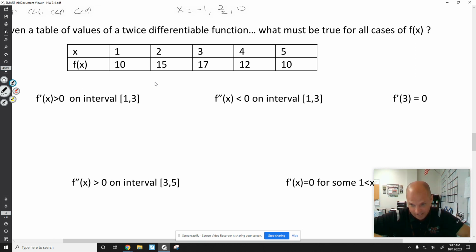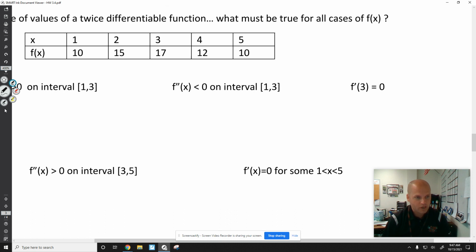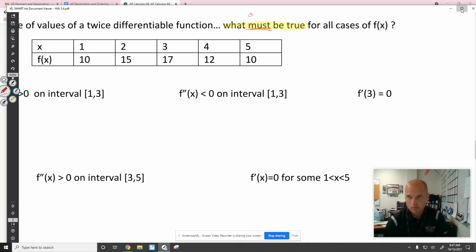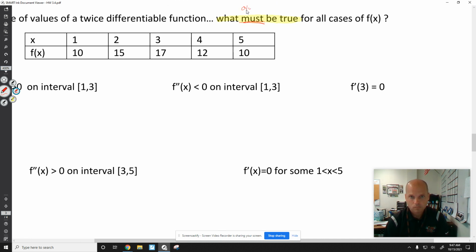Pay attention to this guy. Okay, this is what everybody freaks out on this question. The question is, what must be true? Must. Always.